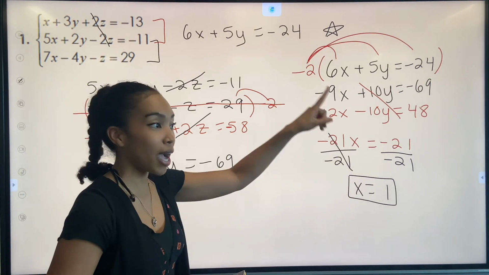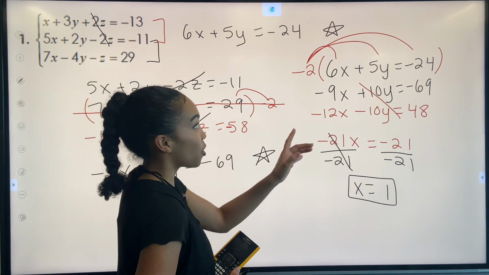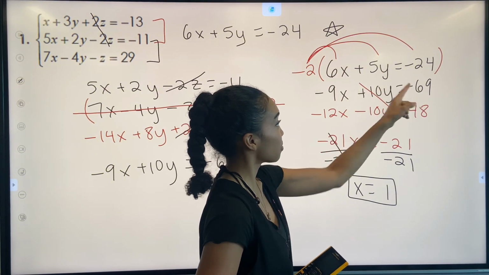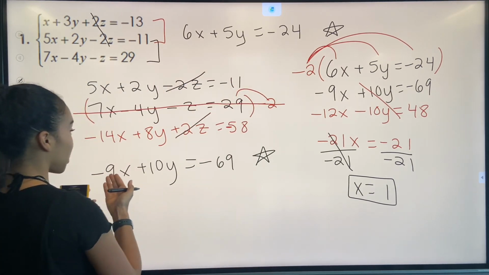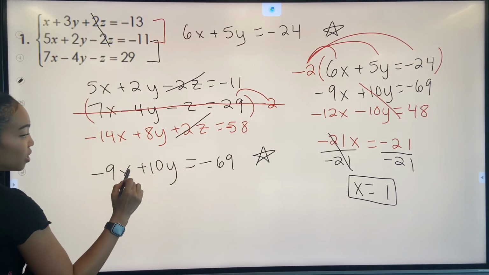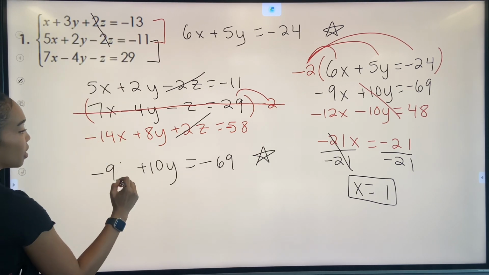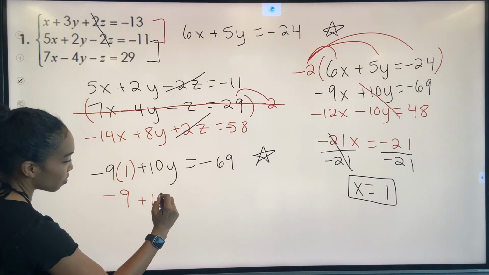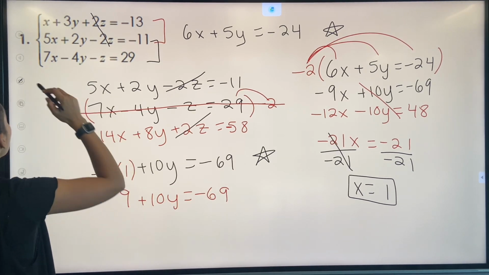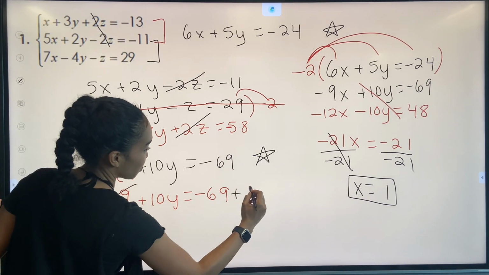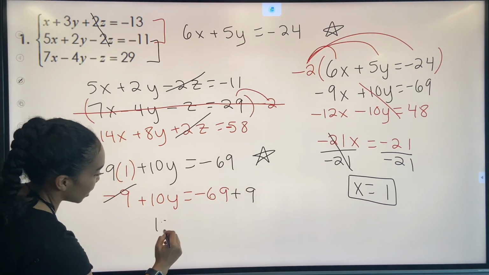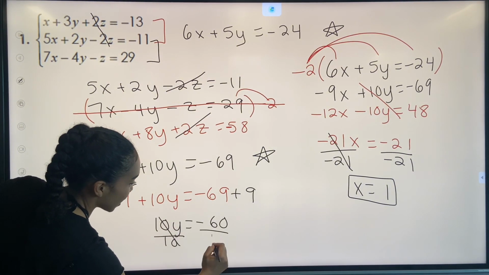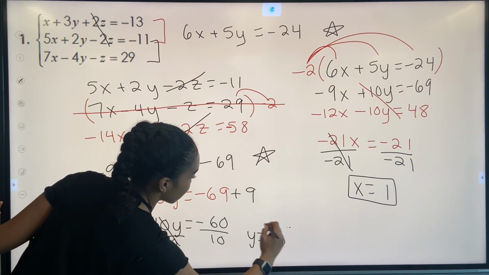Okay, now I just need to work backwards and plug things in. So to figure out what y is, I can just use this equation, or I can use this equation. So I'll do that over here. Actually, I can use this one right here. I can erase this x and plug in what I just found, 1. So I get negative 9 plus 10y equals negative 69. Now I'm going to add 9 to both sides, and I get 10y equals negative 60. Divide both sides by 10. I get y is equal to negative 6.